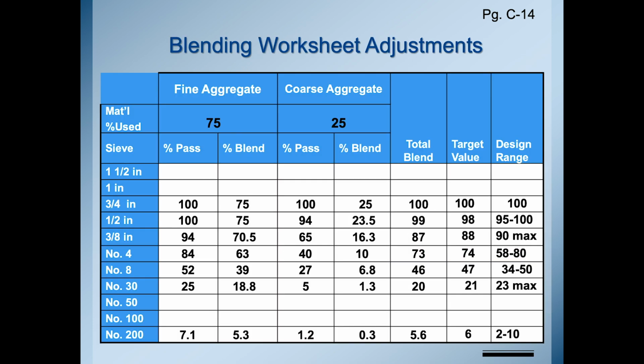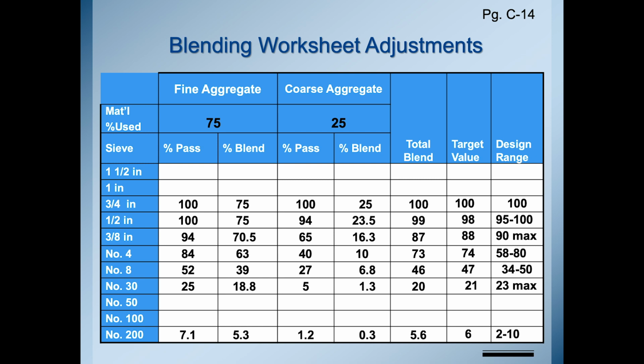So all we do is we go back into that original blend sheet and we rerun that blend sheet, now using fine aggregate percentage being at 75% and a coarse aggregate percentage being 25%. We run that through each and every sieve that we have before you, and we'll be able to compare our target values to our design ranges.